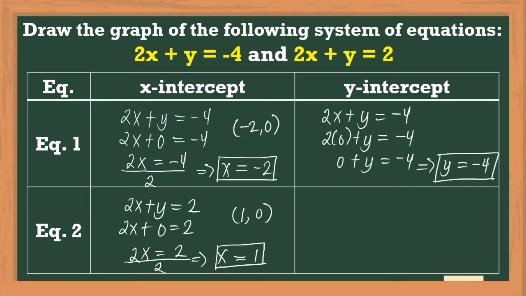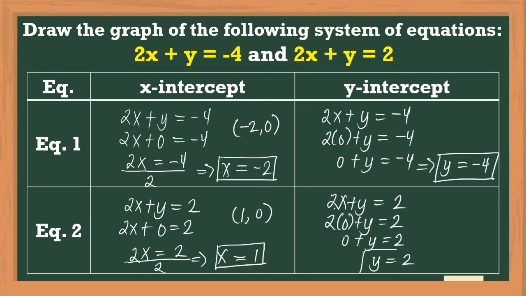Next, y-intercept for equation 2, 2x plus y equals 2. And then, 2 times 0 plus y is equal to 2. So, 2 times 0, that is 0, plus y is equal to 2. And then, y equals 2. So, yan po yung y-intercept ng equation 2. So, yung y-intercept ng equation 1, isusulat natin siya as 0, negative 4. Then, for equation 2, 0, 2.